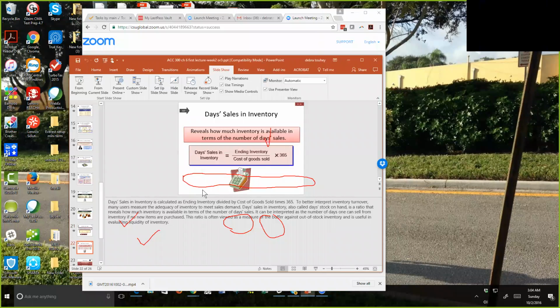Another good ratio, day sales in inventory. We want to see how much inventory is available, and we take the ending inventory divided by cost of goods sold times 365 days, which is the approximate number of days in a year. We'll always use 365, even if it's leap year or something different, you just consistently use 365.